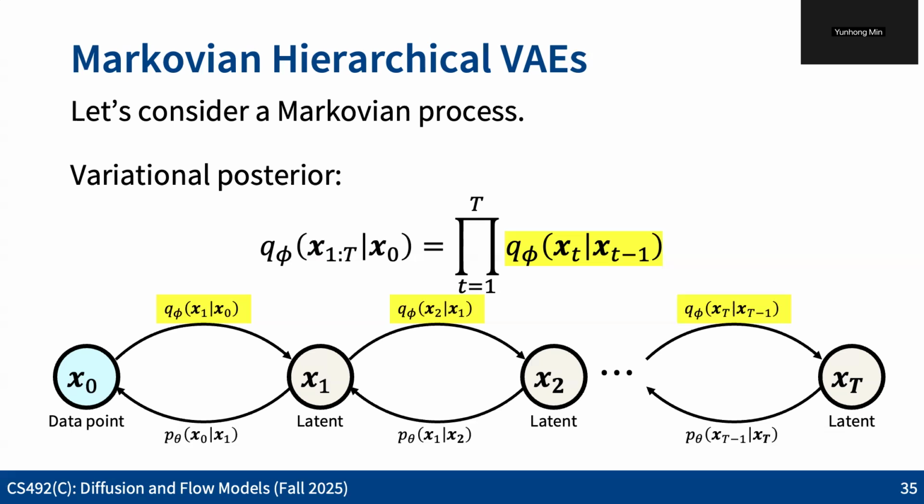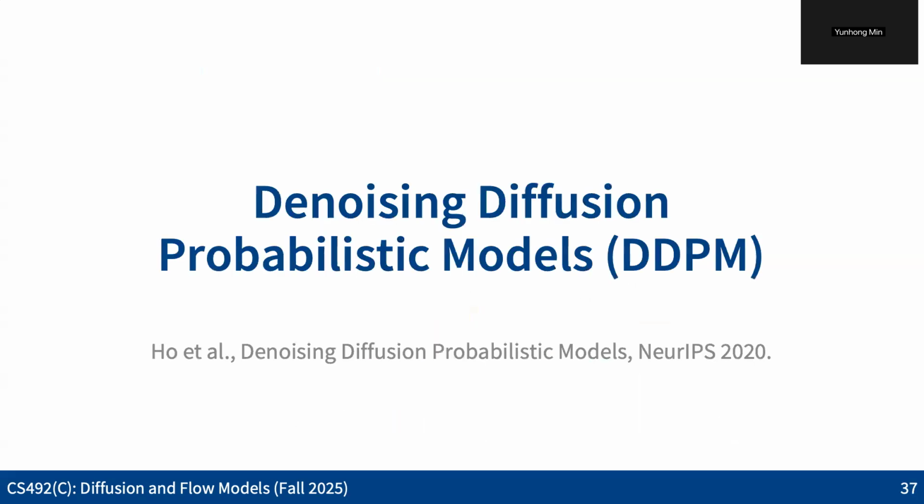Joint training of the decoder and the encoder. And this joint training is actually one of the difficulties in training the VAE, especially the recursive VAE. So that's one of the motivations for why we are looking at diffusion models here.